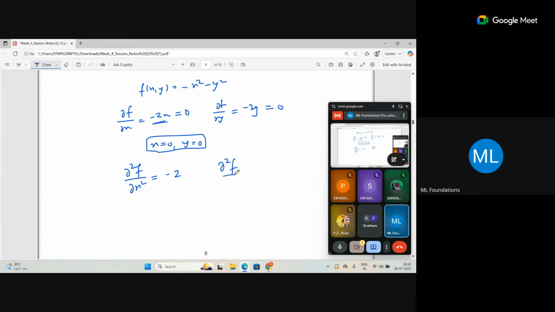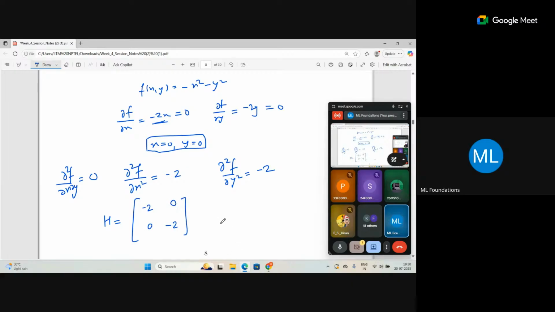Here it is del 2f by del y square, which will again be minus 2. And one more thing we need to find out is del 2f by del x del y. So either you differentiate this quantity with respect to y, or this quantity with respect to x. If I do that, I'll get 0 here. So the Hessian matrix will be minus 2, 0, 0, minus 2.